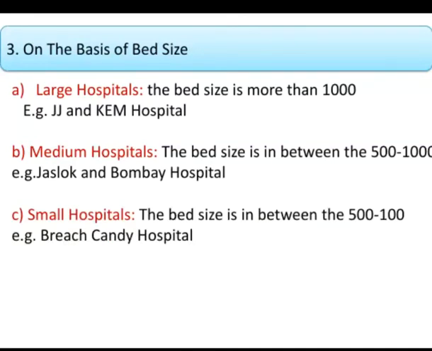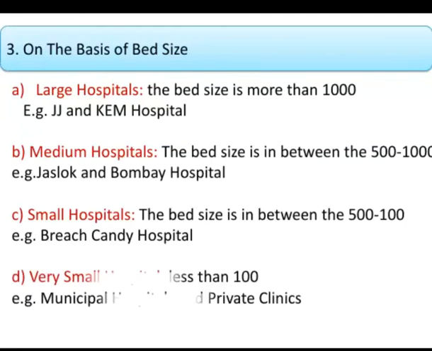Now the next is small hospitals. Under this the bed size is in between 100 to 500. So example Breach Candy Hospital. And the last category is very small hospital. Under this the bed size is less than 100. Example municipal hospitals and private clinics.